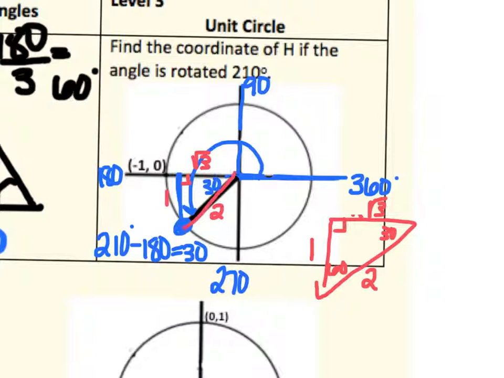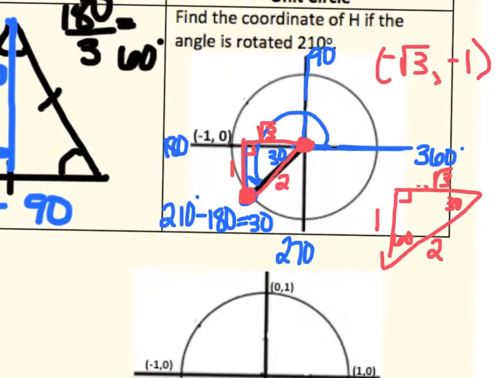But if I'm looking at the coordinate of this point, I need to know how far over it goes and how far down it goes. So how far over, that's the x-coordinate, is going to be root 3. But since I'm going to the left of the origin, that's going to be negative. And then going down, I'm going to go down 1. And yes, the length of the triangle is positive, but where this point is, it's going to be negative 1.